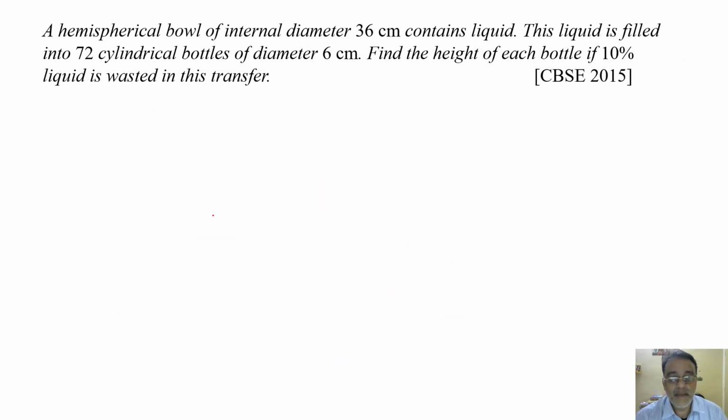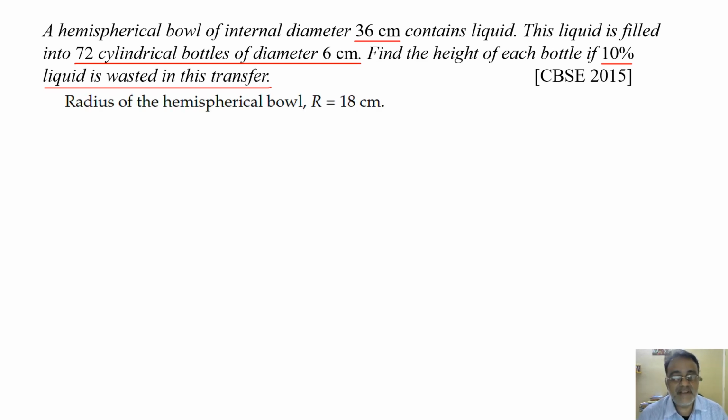A hemispherical bowl of internal diameter 36 centimeter contains liquid. This liquid is filled into 72 cylindrical bottles of diameter 6 centimeter. Find the height of each bottle if 10% liquid is wasted in this transfer. ये कितना बढ़िया क्वेश्चन है. A very different question. So radius of hemispherical bowl diameter is 36, so it will be 18 centimeter, and volume of liquid in bowl will be volume of hemisphere, that is 2/3 pi capital R cube.